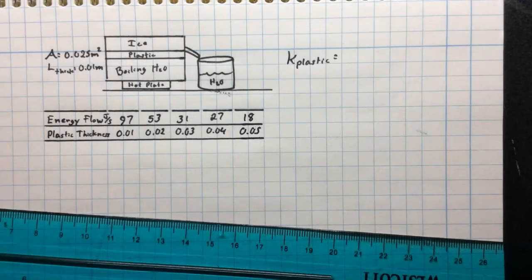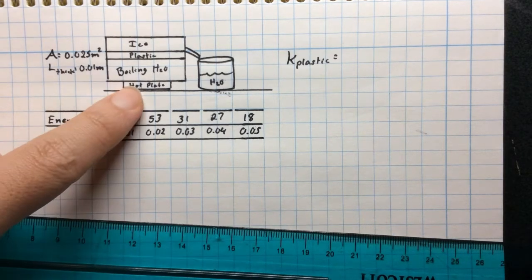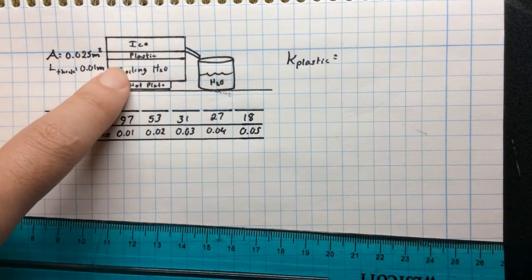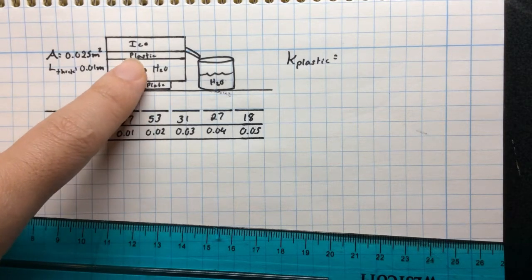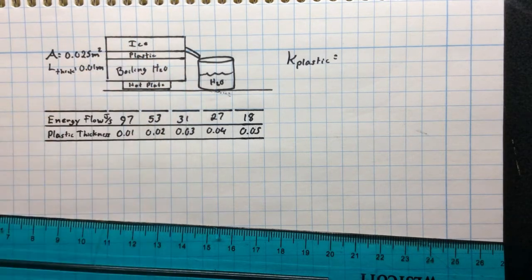Hey, it's Mr. K doing a problem for AP Physics 2. This is one that's going to be based off of an actual AP problem. It's going to be a thermodynamics problem. And what we have here is a hot plate, and it's boiling some water, and on top of that is a plastic lid, and on top of that is going to be a block of ice.